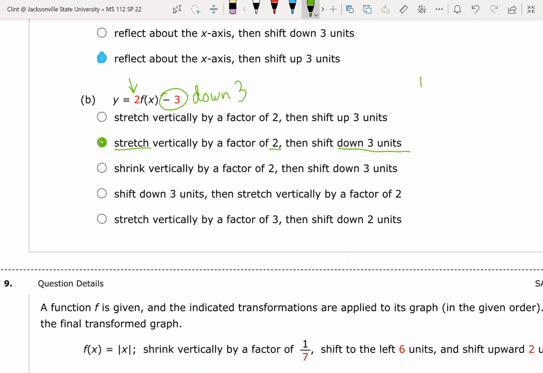If it was like we'll multiply by 1/2, that would be a shrink. Something between 0 and 1. But anything bigger than 1 will be a stretch. Questions on that one?